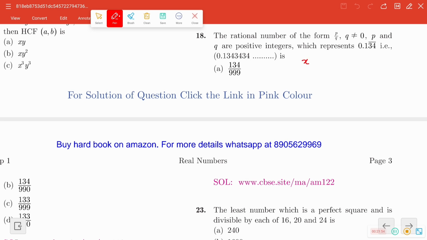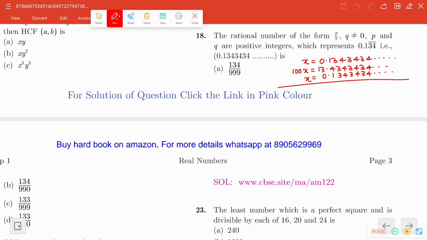Generally we take that given number as x is equal to 0.134343, because the bar is there for 2 digits. Because periodicity is 2, because 2 digits are repeating every time, we multiply 100 on both the sides, we get 100x is equal to 13.434343. Then we subtract x from this. x is equal to 0.134343, and so on.